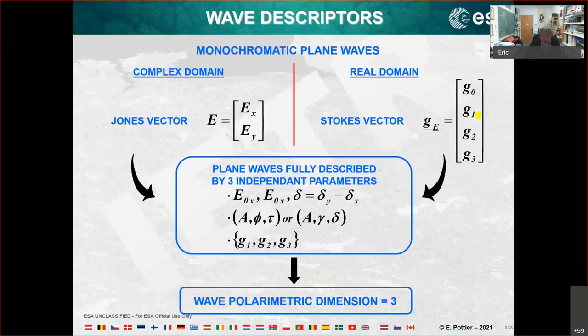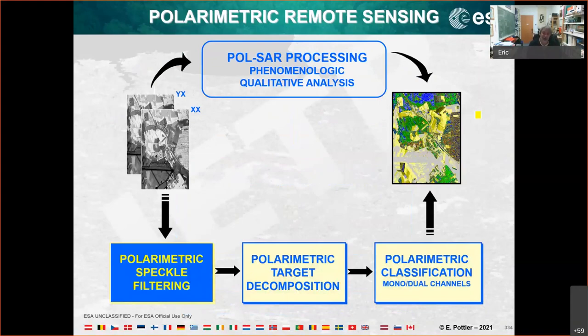The Jones vector is exactly the same thing. I have 2 amplitudes, 2 phases, but I have the absolute phase. If I take out the absolute phase, I shall get 3 independent parameters. Conclusion, in the dual pole case, the polarimetric dimension is equal to 3, not 5, 3. I have not the same dimension. I have not the same degree of freedom because I have lost one channel. So I can apply exactly the three steps: speckle filtering, decomposition, and classification, if you want.